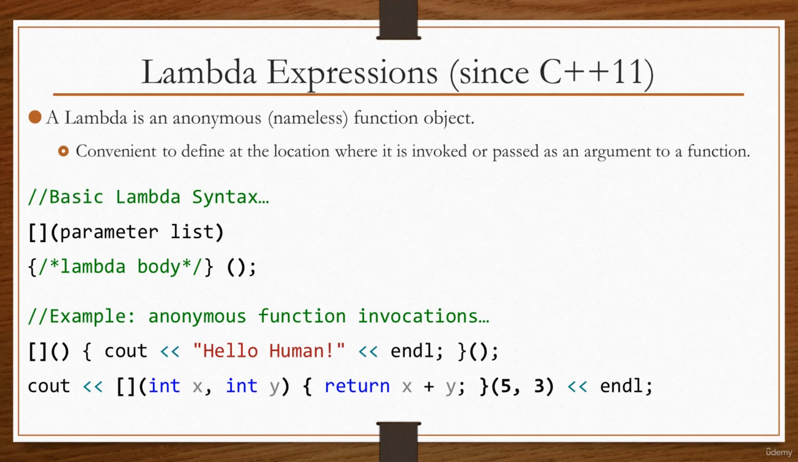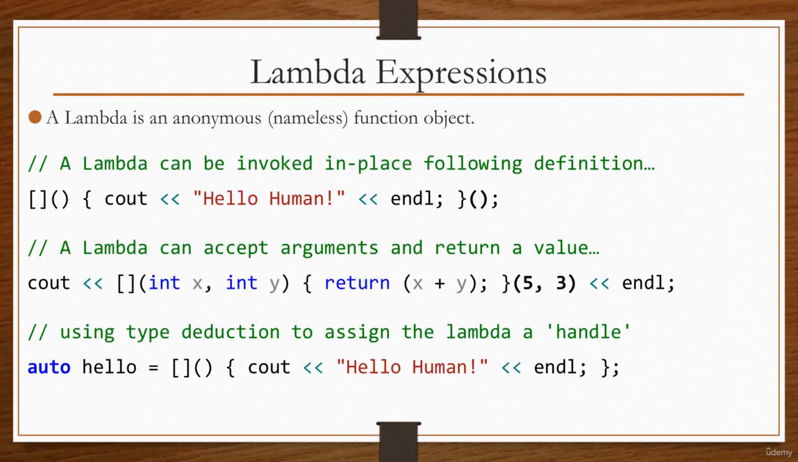So I know the syntax can be a bit weird, but lambdas can be useful, especially to pass them into functions that have as a formal parameter some function, that expects a function object or a function pointer or something like that, as we will see in upcoming lectures. Okay, a recap: a lambda can be invoked in place following the definition.